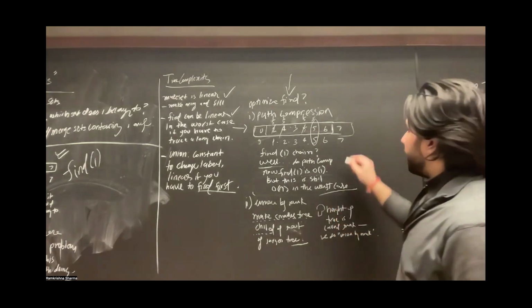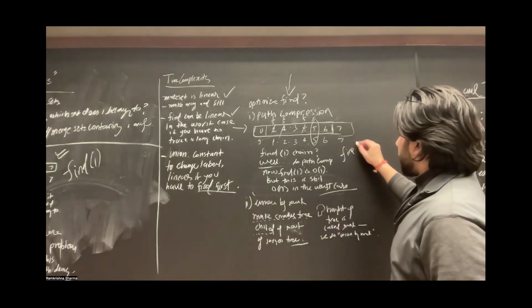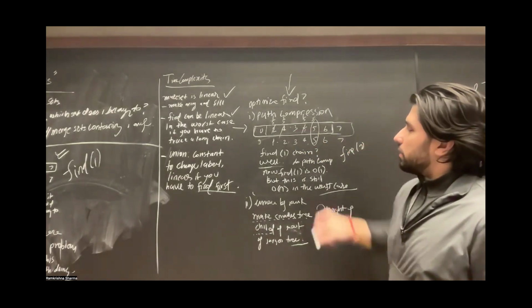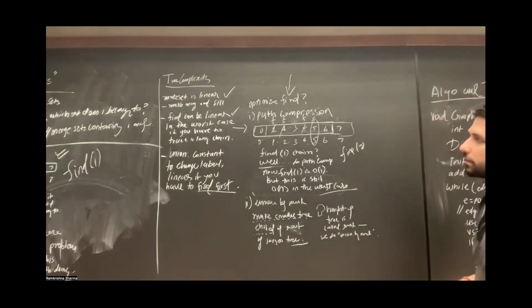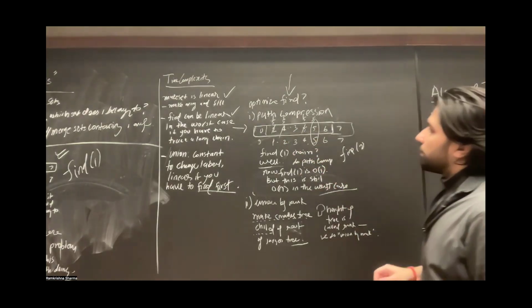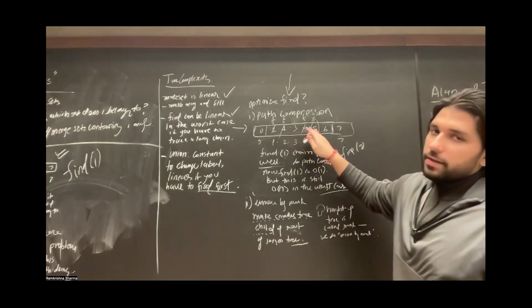So let's say next time if I wanted to do find 2, well, that would be very simple. It would just simply give me precisely what I want in order of 1 time without actually bouncing around the chain.